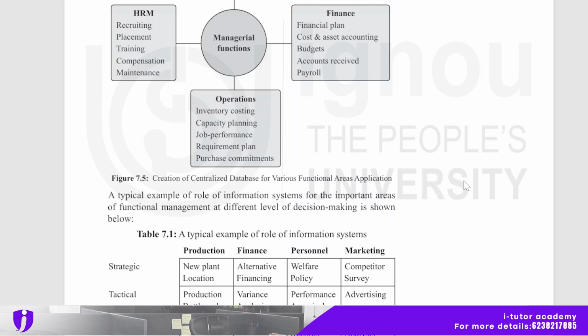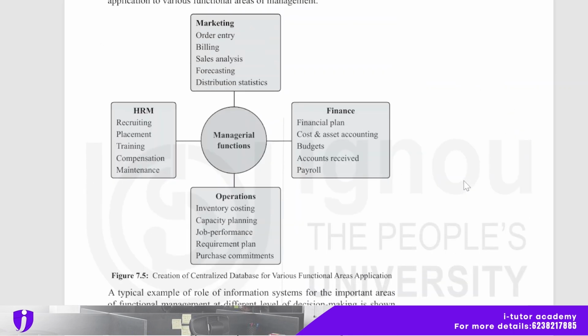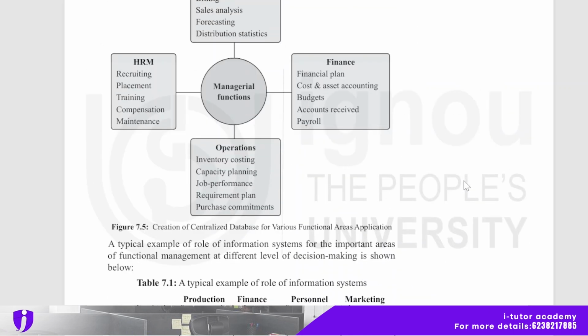Okay, and here is one table, with strategic, tactical and operational level. There is production, finance and personnel, marketing. Typical example of role of information system. So there is new plant location at strategic level, and at production level, production bottleneck, scheduling is there, like that. Okay, so you just go through it. So in case of any doubt, you can contact us anytime. This is simple but useful for every business activity. And this is about today's section, and in between any doubts you can contact us anytime.